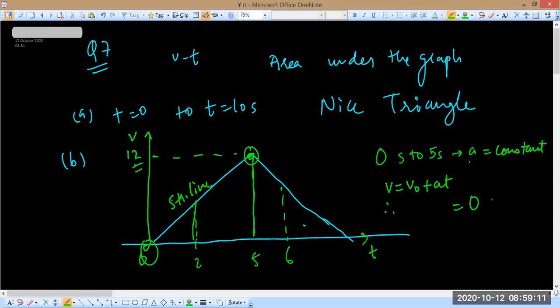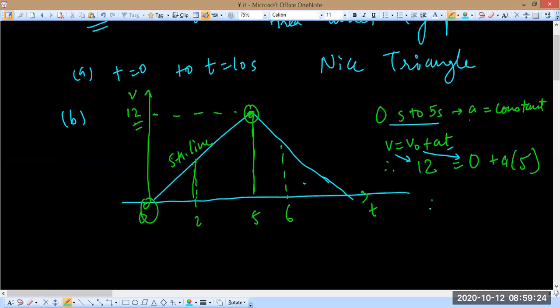So 5 seconds, and velocity is 12, right? Final velocity 12, initial velocity 0, time interval 0 to 5 seconds. So you get a is equal to 12 by 5, right? That is 2.4 meter per second square.